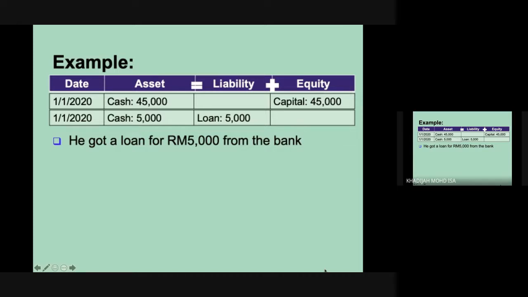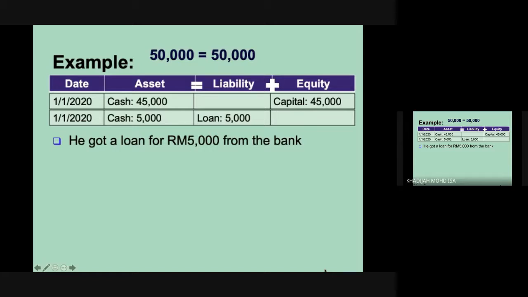So now how much do you have on the asset side? 45,000 cash, and then you have another cash 5,000. So you have 45 plus 5, which is 50,000 on the asset side. On the right side, you have a liability of 5,000 and a capital of 45,000. In total, that is also 50,000. So the left side, asset, is 50,000. On the right side, liability and equity, you also have 50,000. Now you have 50 and 50 on both sides.